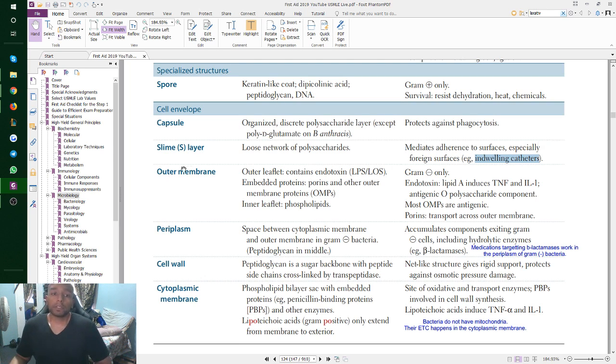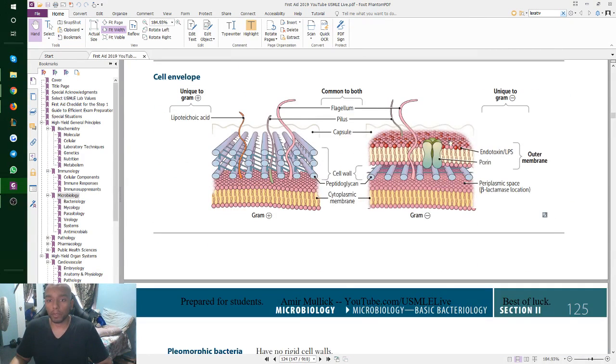The next thing you see here is an outer membrane, which we just talked about, right? It's gram-negative only. They're the only ones that have an outer membrane, right? That's kind of what defines these two guys to be different from each other.